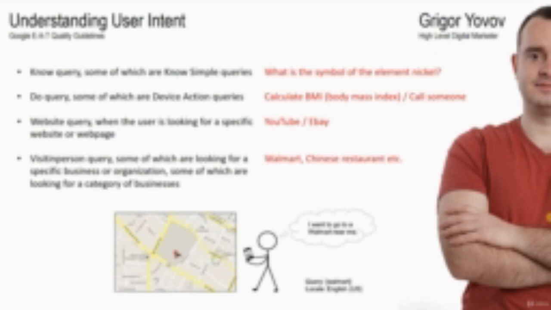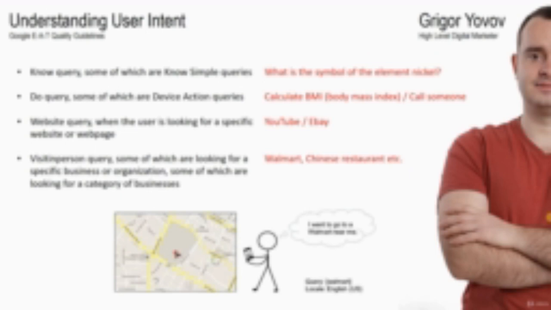The third one are queries that are connected with websites, when the user is looking for a specific website or web page. Let's say if you type YouTube or eBay on your smartphone, in most cases you just want to open YouTube or eBay. And the last one are Visit-in-person queries, some of which are looking for a specific business or organization, let's say Walmart or Chinese restaurants, etc. Let's say I want to go to a Walmart near me, and you need to see the map and go to the specific place.